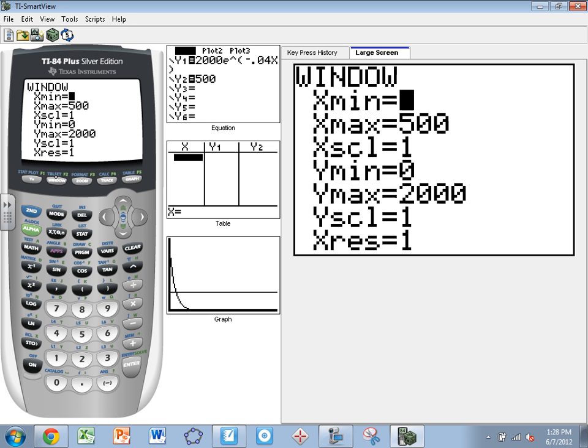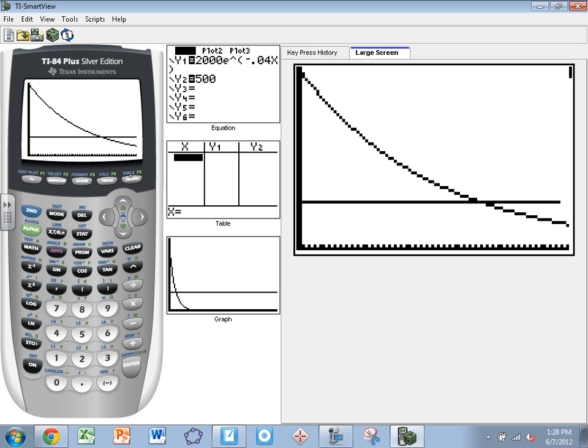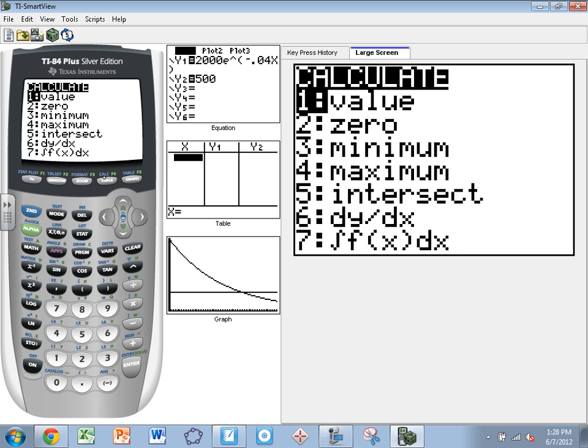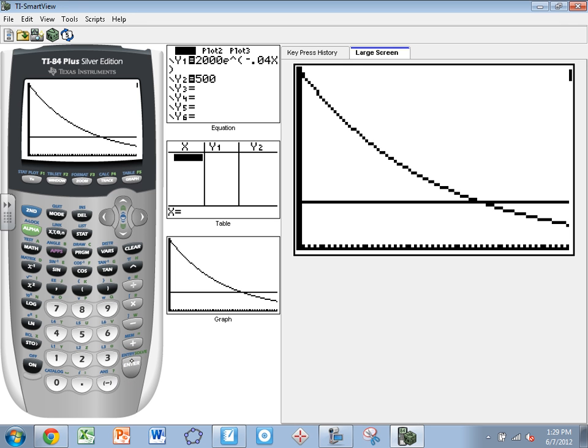Is that okay? And you'll pick up on this as you do this more and more. You'll realize that it might work a little bit closer. So 50 works a little bit better, right? You can see a little bit better there. So what are we trying to find again? The intersection. The time. Very good. The time is the intersection. So second, calculate, number 5. First curve. Let's move over a little bit. As long as it's close, you're good to go. Enter, enter, enter. They're only going to intersect once.